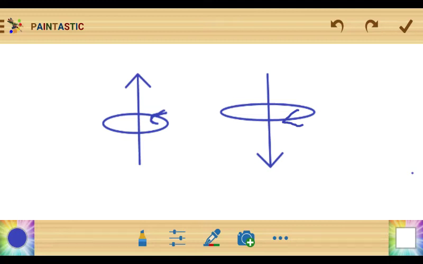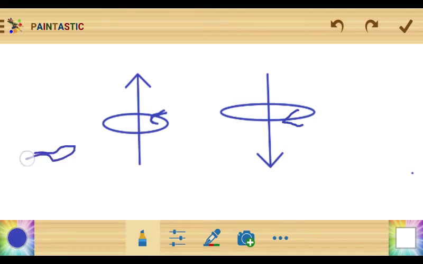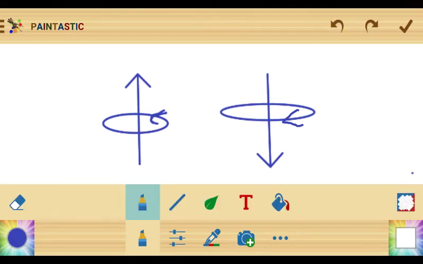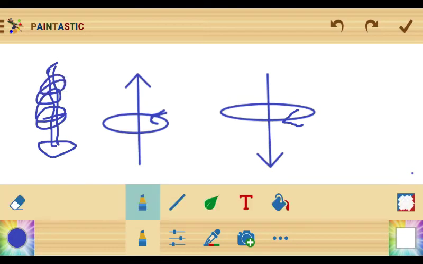Maxwell's right hand rule, or if we can somehow draw the screw rule, if we want to draw a screw rule, so I make a screw. It is not possible. I was trying, but it is impossible to do it.